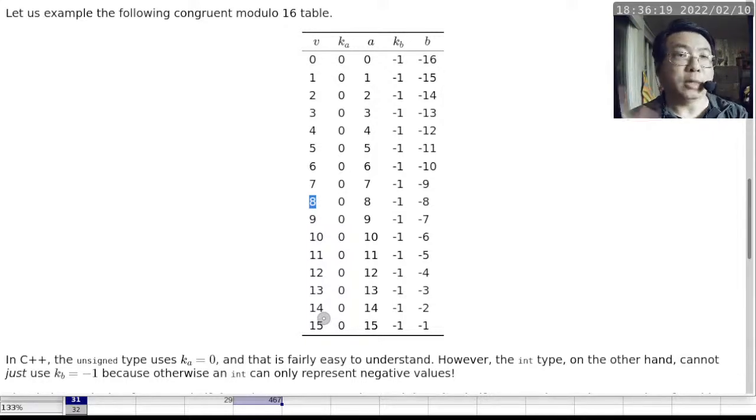Now I can spell them out a little bit here so that you don't have to do the conversion. 8 is 1 followed by 3 zeros. 9 is 1 0 0 1. 10 is 1 0 1 0. 11 is 1 0 1 1. 12 is 1 1 0 0. 13 is 1 1 0 1. 14 is 1 1 1 0. And then 15 is 1 1 1 1. So do you notice a pattern?